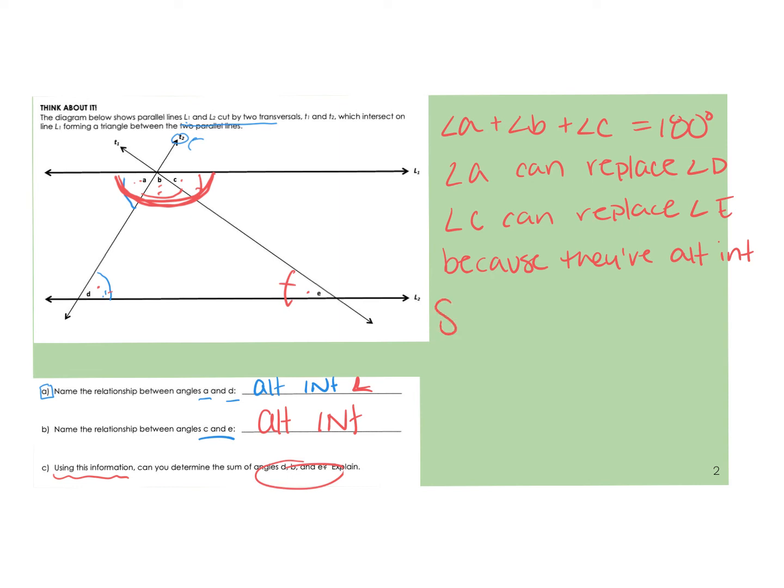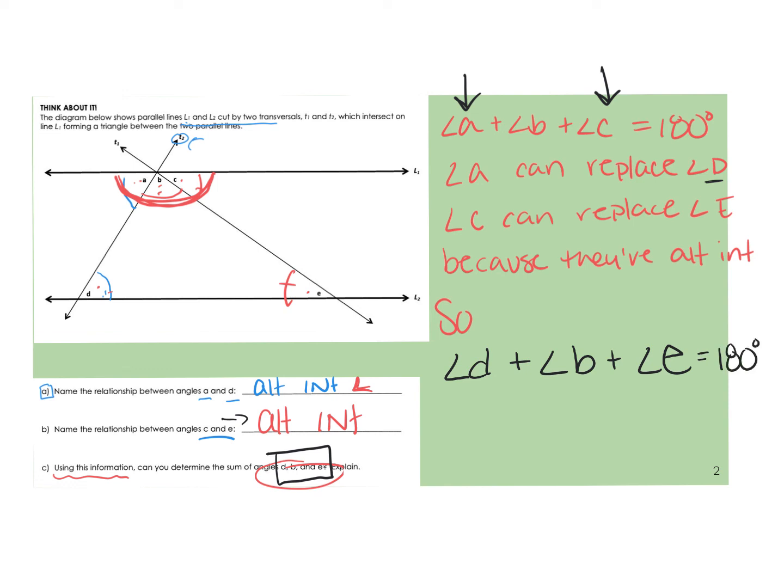So, if I were to take angle D, so I'm going to take angle D now, right? So instead of angle A, I'm putting angle D in its place because they're the same, alternate interior. I'm going to keep angle B because down here they're asking for D, B, and E. So angle B stays the same. And now instead of angle C, I can replace it with angle E because C and E are also alternate interior. So it's still 180 degrees because I just replaced one angle with another that was congruent to it.